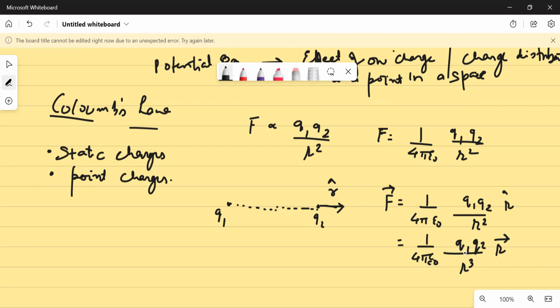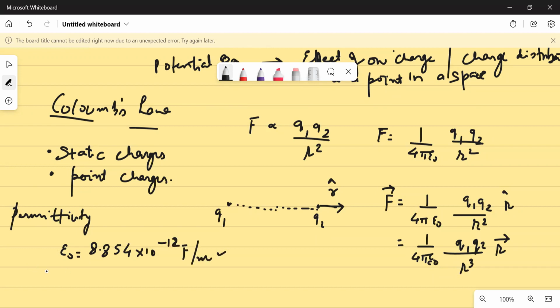Okay. So one thing you have to keep in mind is that this holds only for point and static charges, and you know that epsilon naught is called the permittivity of free space, and that is given by a constant, 8.854 into 10 to the power minus 12, I think, farad per meter. Okay, you just check this quantity.